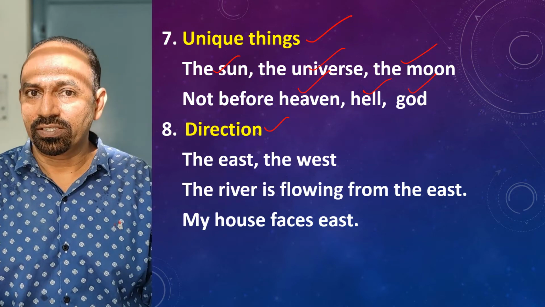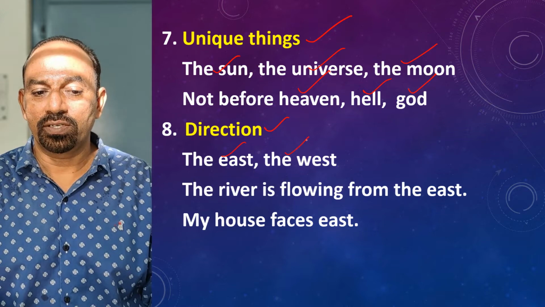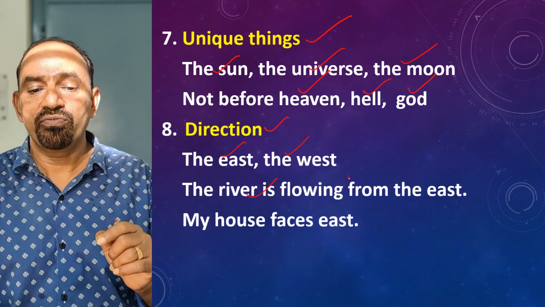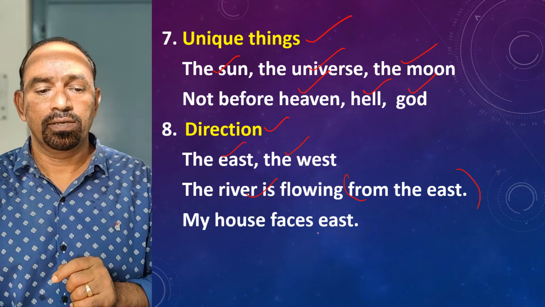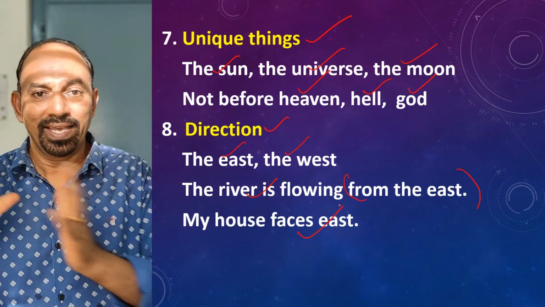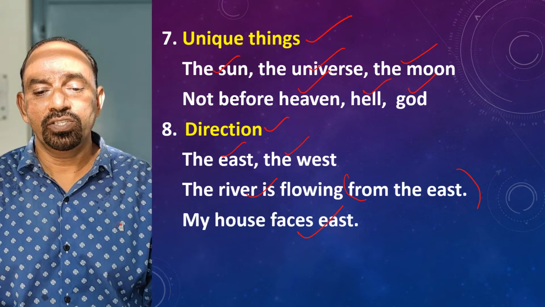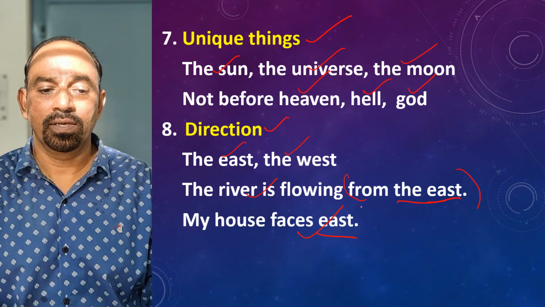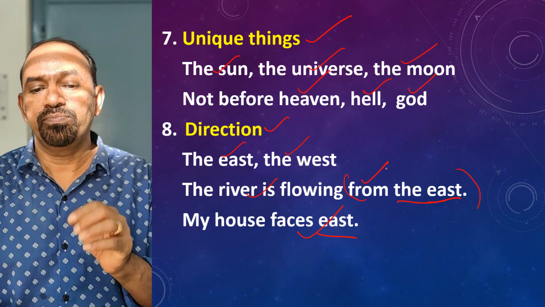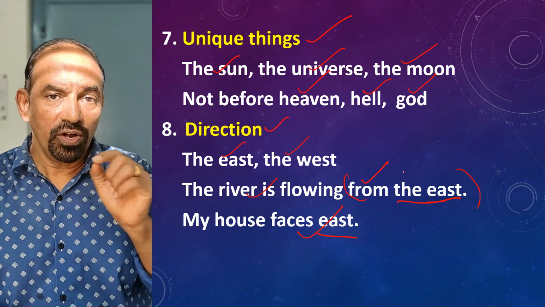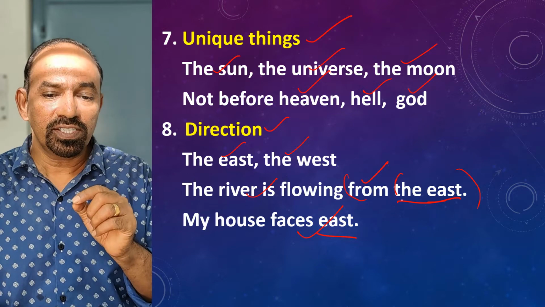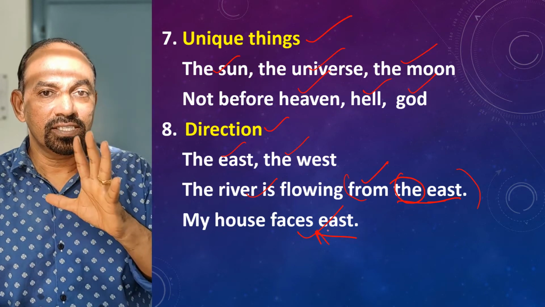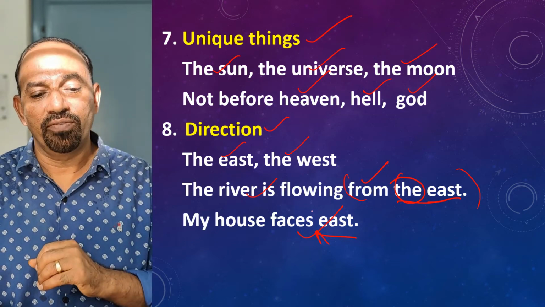Then with the directions, the east, the west, there is also one condition. The river is flowing from the east. My house faces east. Look at these two uses, east and the east. Why do we use the definite article in one sentence and never in the next?